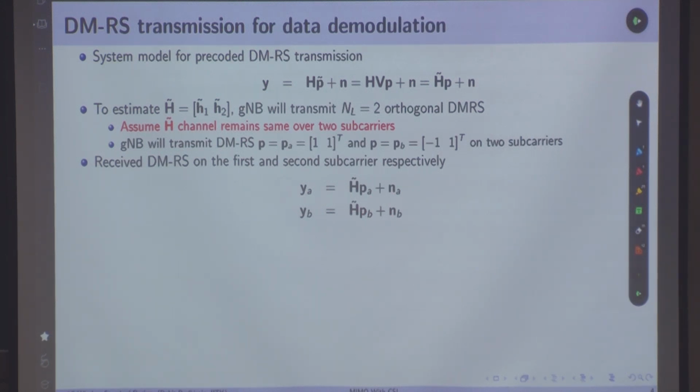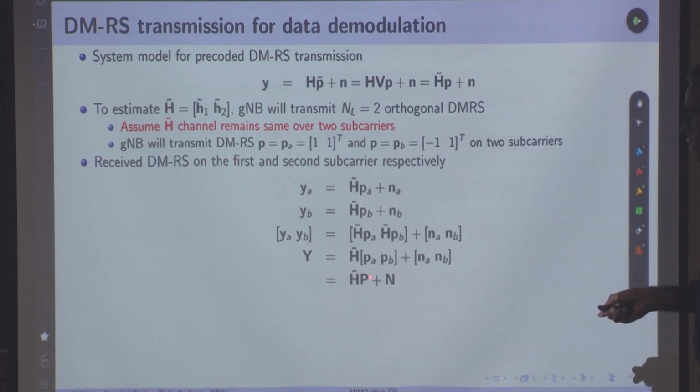Now, how do you estimate that? How does the UE estimate that? It makes use of the fact that they are orthogonal. So it stacks these two vectors like this, YA and YB, and then what happens on the right hand side? You can equivalently write them like this, H tilde PA and H tilde PB plus noise. And you have taken H tilde common from here, it becomes PA and PB, plus NA and NB. Now this is H tilde P plus N.